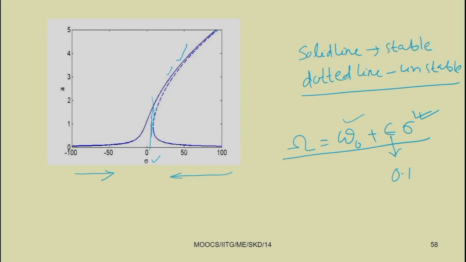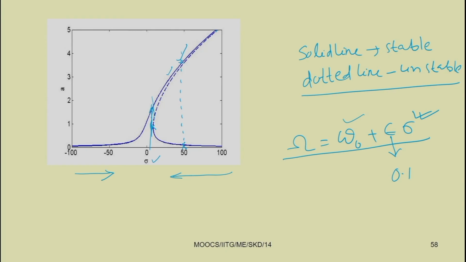For example, for sigma equal to 50, we have a solution. This is a response, and you can draw a line here. You can see we have two stable solutions and one unstable solution. If we sweep down the frequency further, as there is no solution towards the left along this line, it will jump up from this point to this point. So, there is a jump-up phenomenon taking place here.